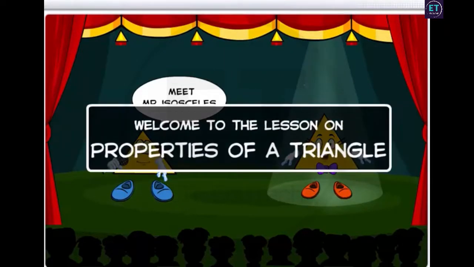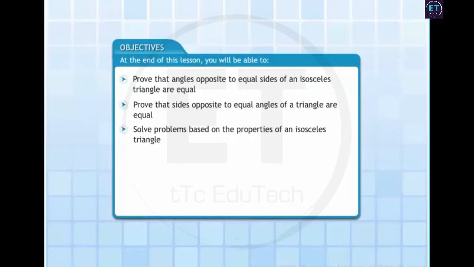Welcome to the lesson on properties of a triangle. At the end of this lesson, you will be able to prove that angles opposite to equal sides of an isosceles triangle are equal, and that sides opposite to equal angles of a triangle are equal. You will also be able to solve problems based on the properties of an isosceles triangle.